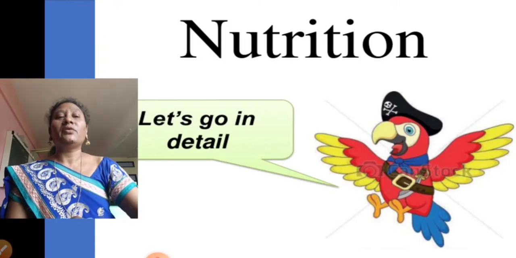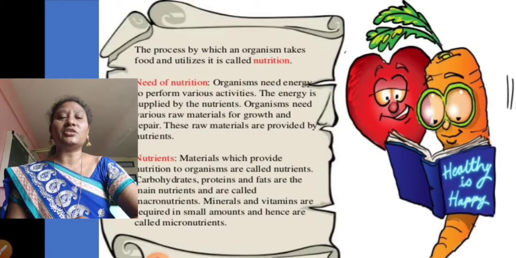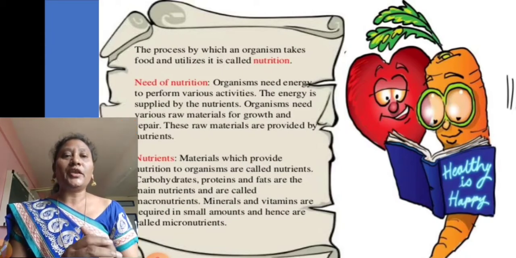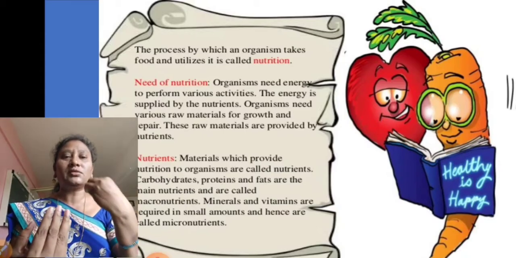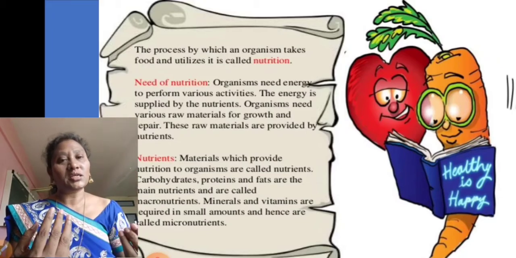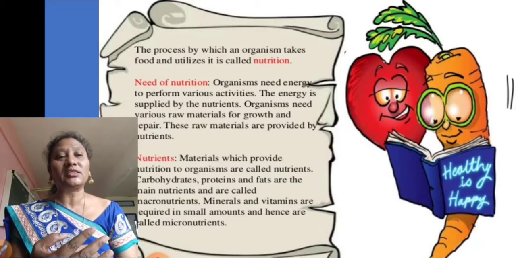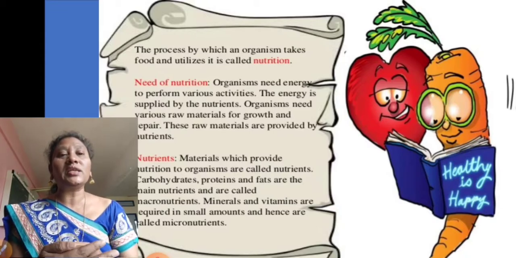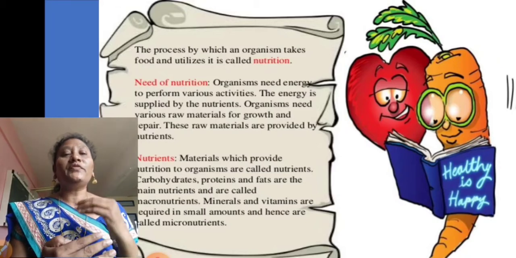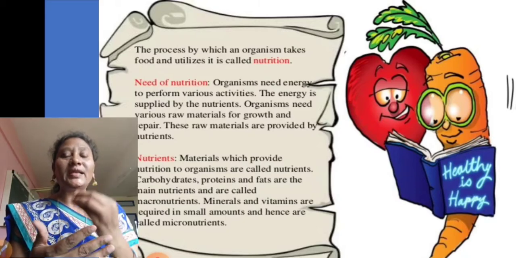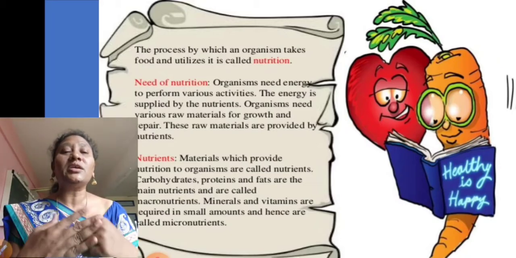Okay. So coming to nutrition, let's go into detail and explain nutrition. The process by which an organism takes food and utilizes it is called nutrition. So the process of taking food and utilizing it in the form of energy is called nutrition. And why is nutrition needed? Organisms need energy to perform various activities. The energy is supplied by the nutrients. Organisms need various raw materials for growth and repair. These raw materials are provided by the nutrients. So if the organism has to grow and develop, it needs nutrition. What is nutrition? The process of taking food and utilizing it in the form of energy for all the organs is called nutrition.